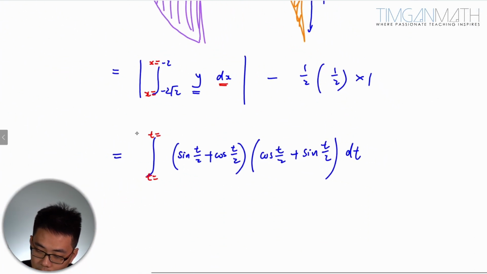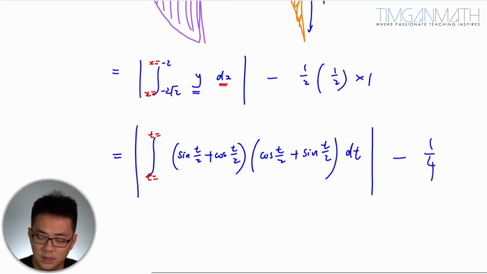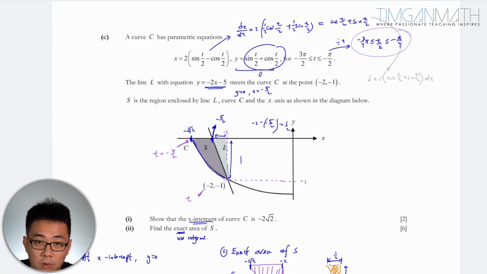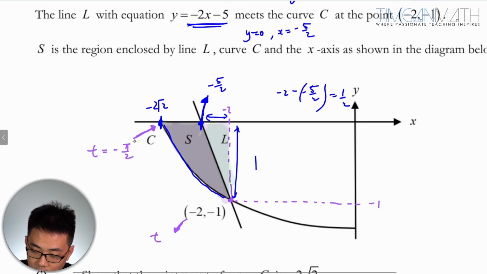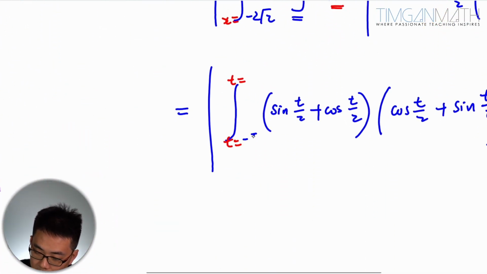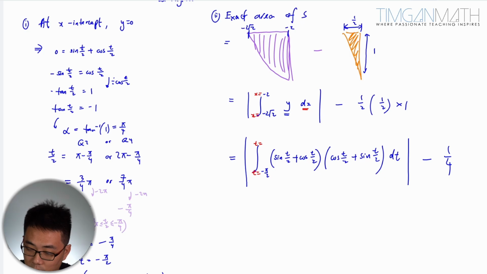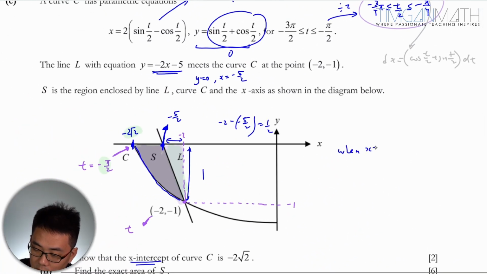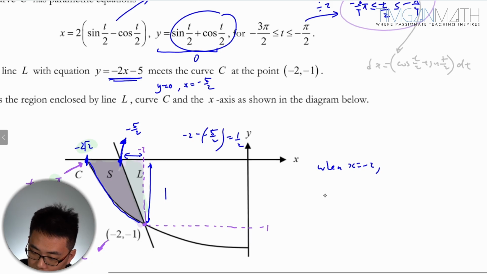So now the problem is no longer the it is a parameter. So at x equals to -2 over root 2 here, we know that the corresponding parameter is -pi over 2. So that is pretty okay. This parameter is the one which is a problem. So when x equals to -2, we know that -2 equals to 2 sine t over 2 minus cosine t over 2.